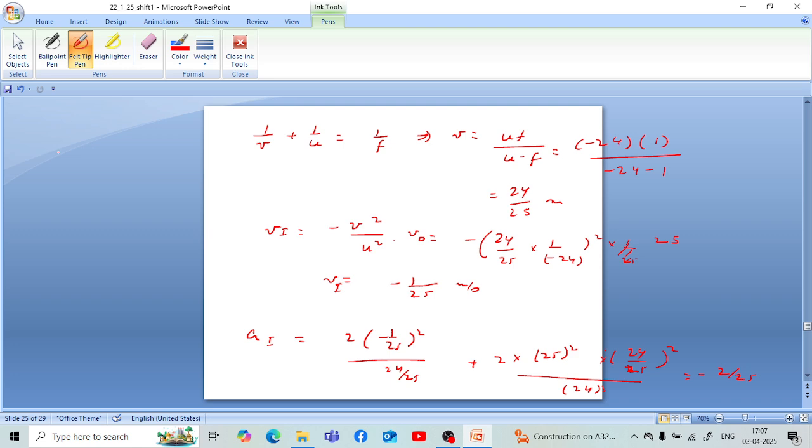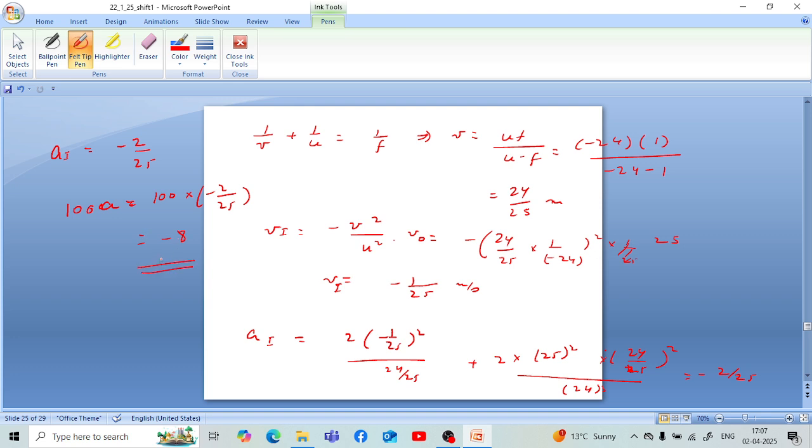The acceleration of the image comes out to be minus 2 upon 25, and we have to calculate 100a. So we have to multiply this value by 100. 100 multiplied by minus 2 upon 25 comes out to be minus 8. So minus 8 is the value of 100a. This is the final answer.